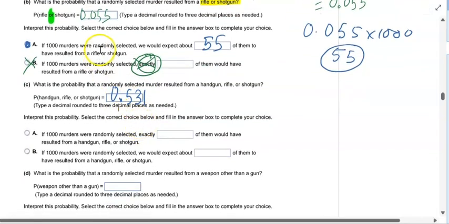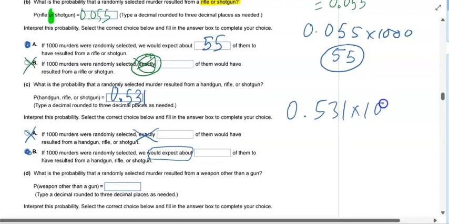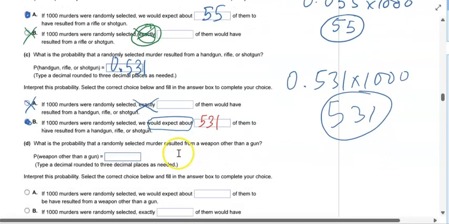And how to interpret this? Similar to before. You don't use this one because it says exactly. Use the bottom one because it says would expect. How many would we expect out of 1000? You multiply 0.531 times 1000, right? This gives you 531. Therefore, we expect about 531 murders to have resulted from handgun, rifle, and shotgun.